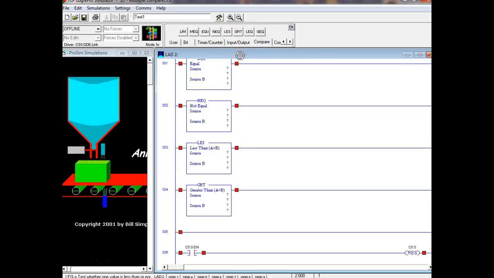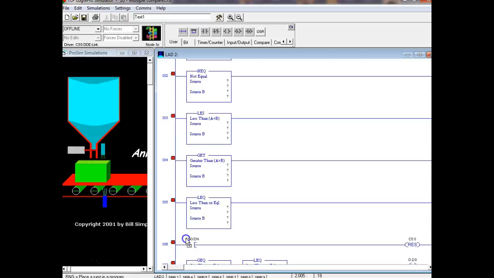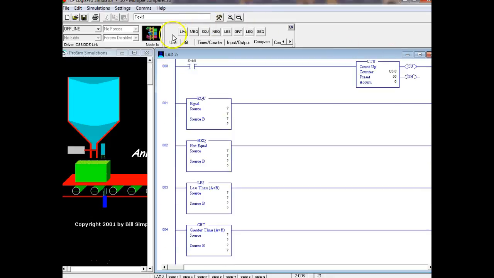So greater than, less than or equal to, and then one more. Put it right here. Greater than or equal to. And let's put a coil.